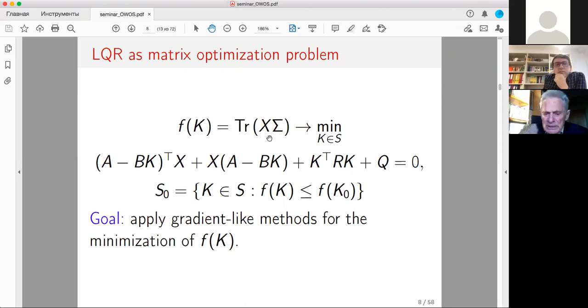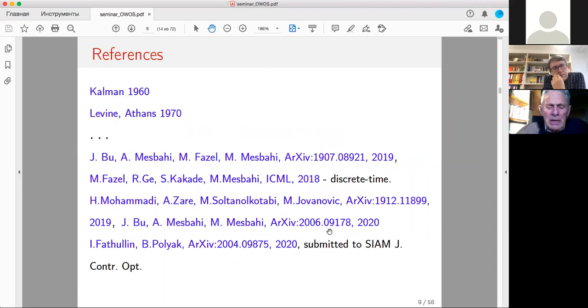We minimize this term subject to equality type constraints. And our goal is to apply some iterative methods, like gradient-like methods, for minimization of this function. Okay. So first of all, some references.